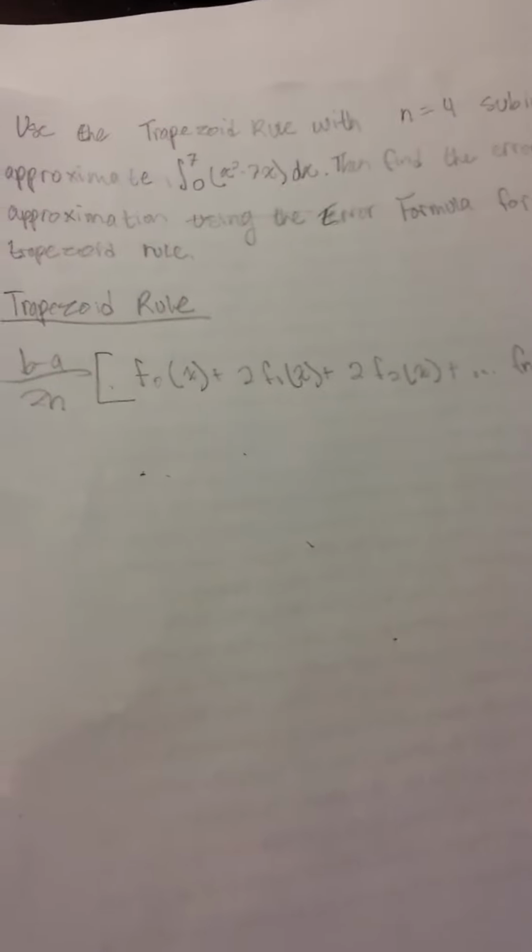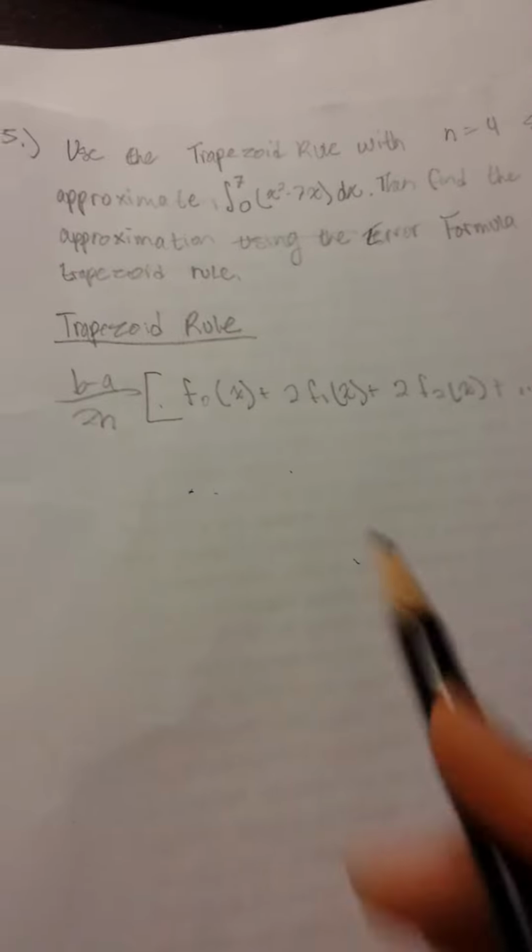Okay, so my fifth question is: use the trapezoid rule with n equal to 4 subintervals to approximate this integral, and then find the error in the approximation using the error formula for the trapezoid rule. So the first part is to use the trapezoid rule to approximate the area under that curve. Okay, so this is your trapezoid rule.